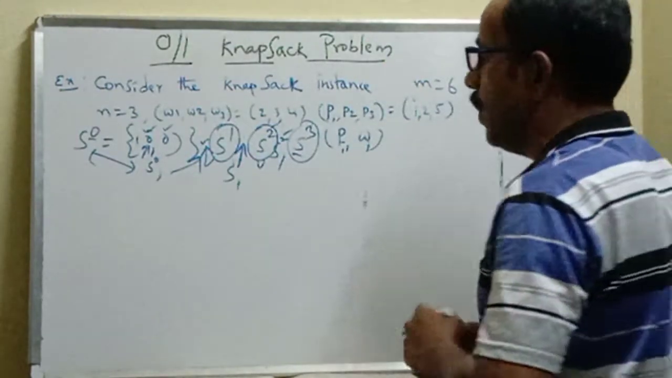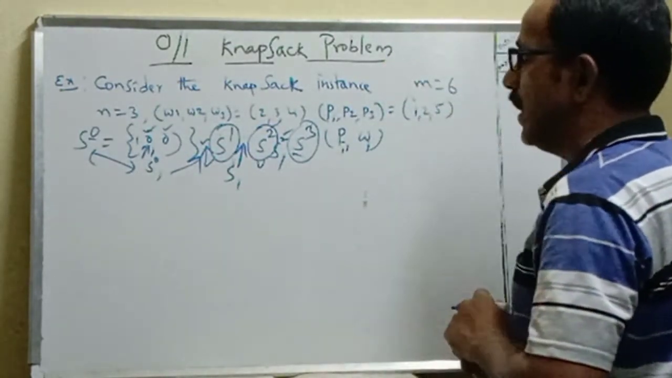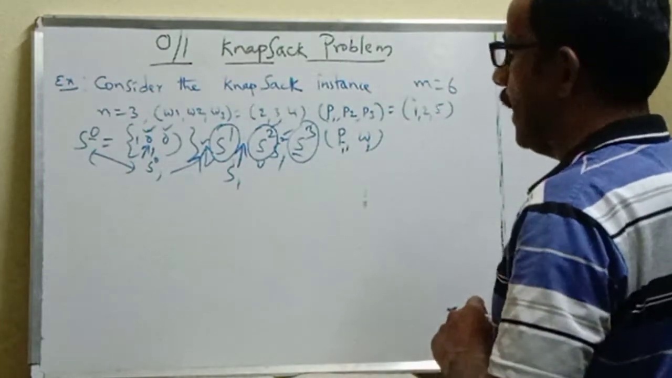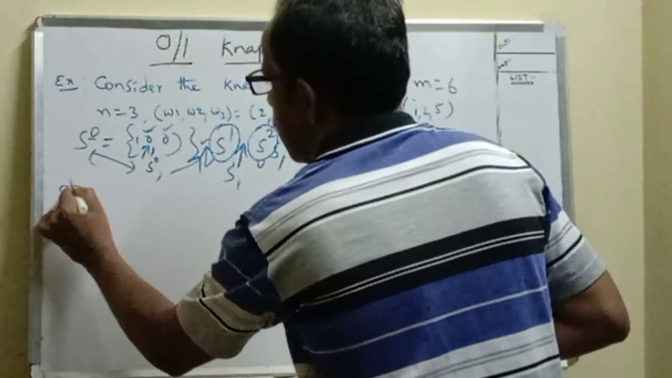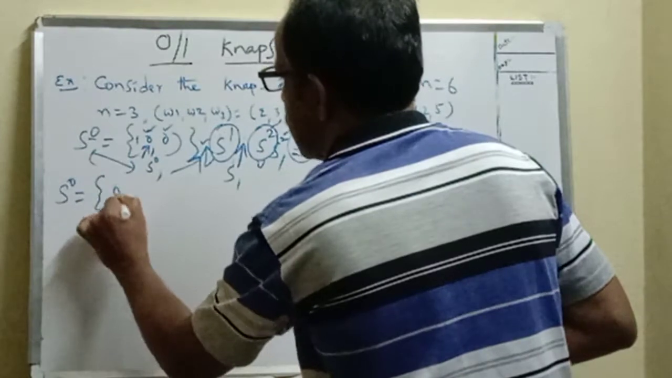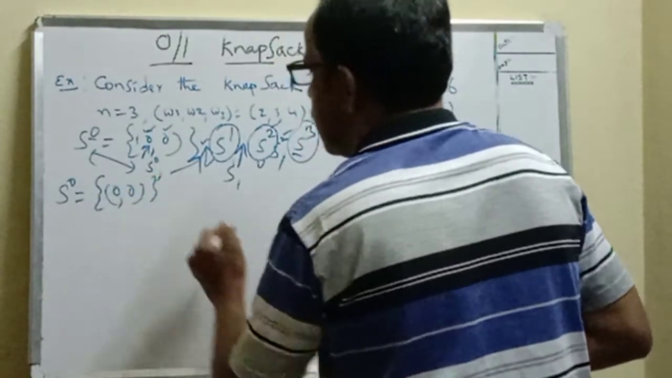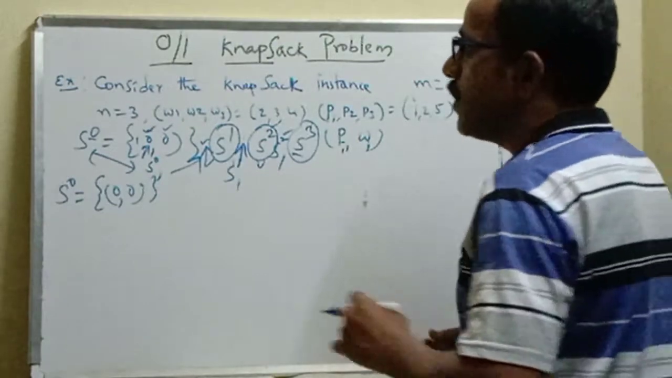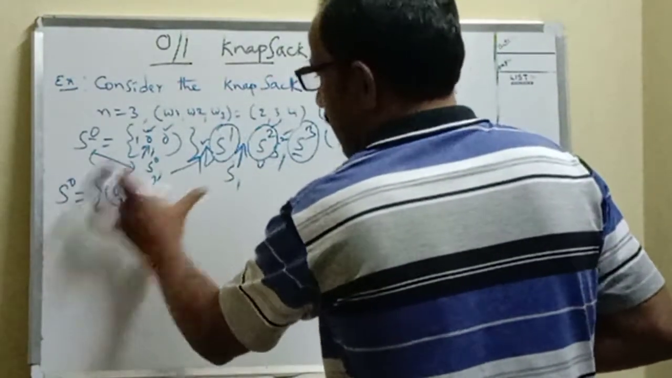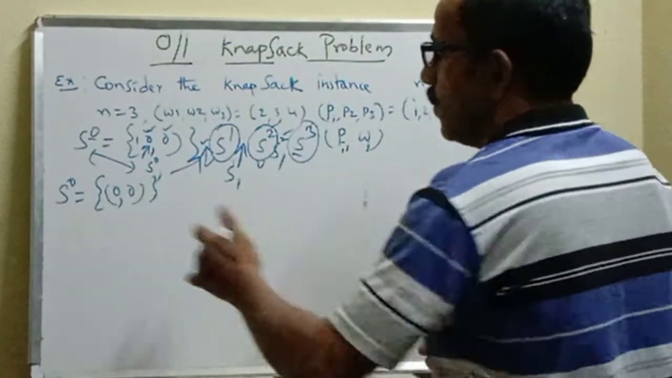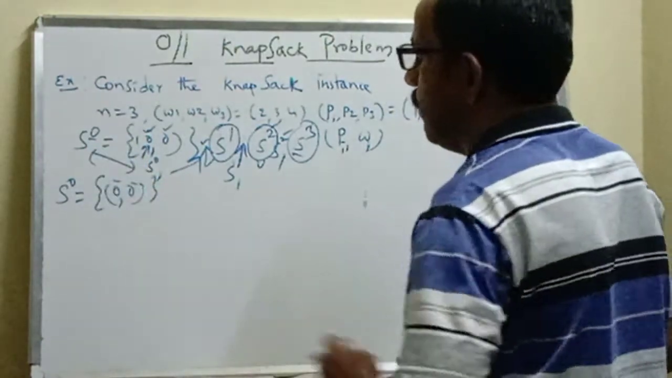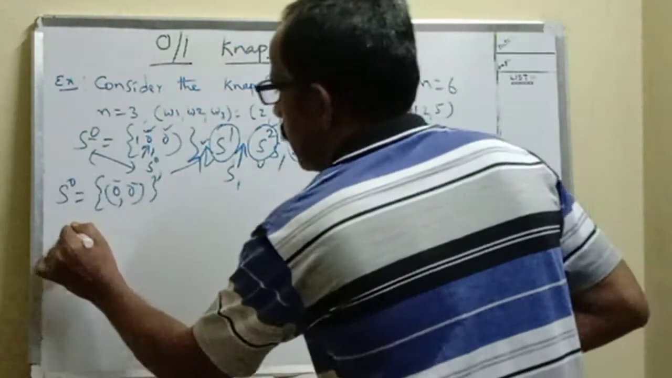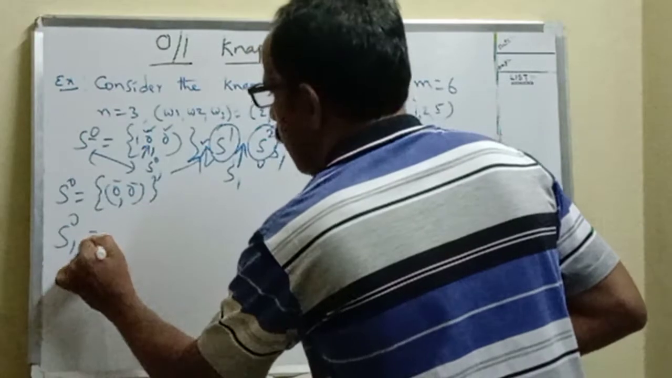But I will show you how we can calculate S01, S11 and S21. Now initially take S0 as (0, 0). I told you what is S0. Before we start selecting the items, we are supposed to start a set with S0. So there is no profit, meaning no element is considered. Now calculate S01. How can you get S01?